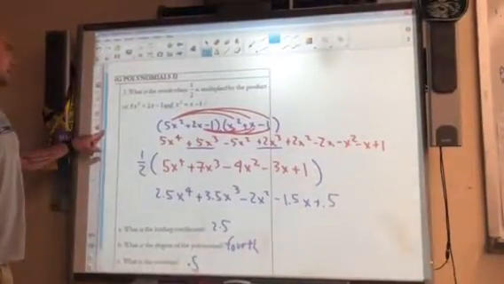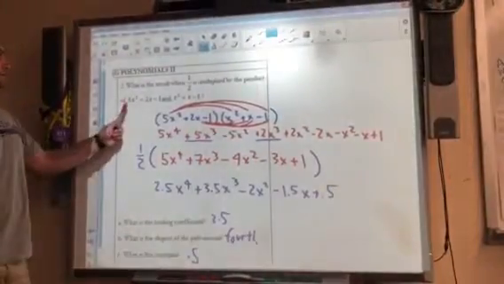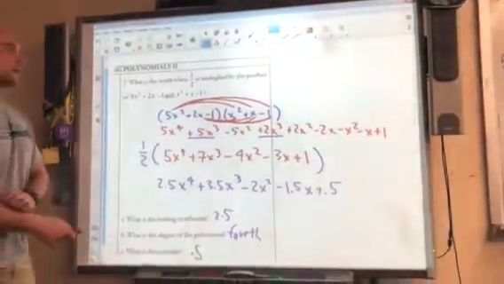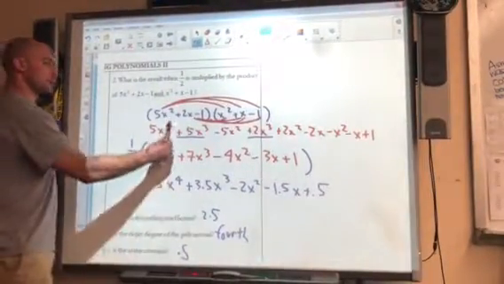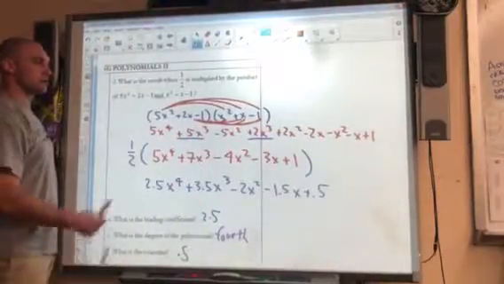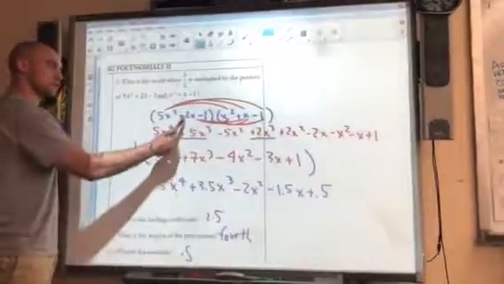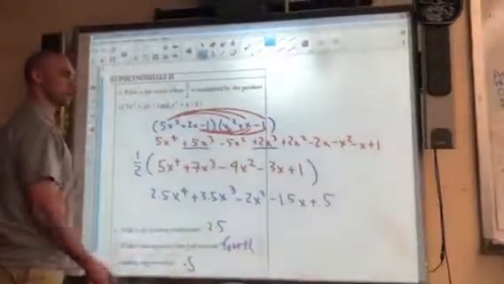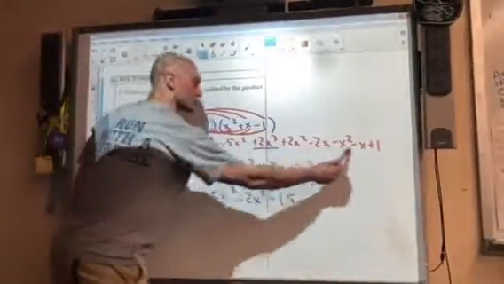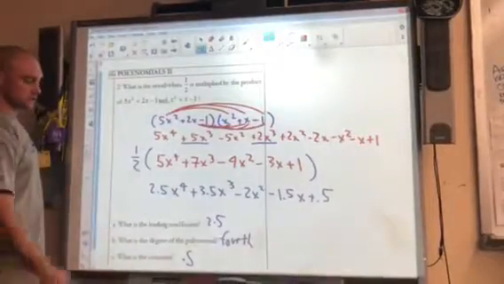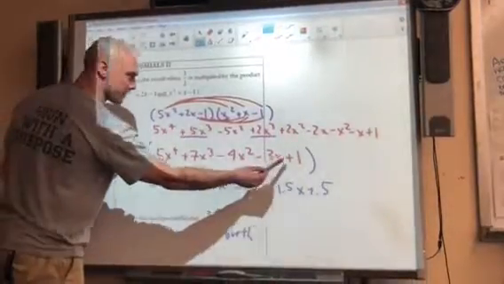All right, in the second one, it says, what is the result when 1/2 is multiplied by the product of 5x squared plus 2x minus 1 and x squared plus x minus 1? So, again, I've got a trinomial times a trinomial. So I'm going to triple distribute. Take 5x squared, distribute it to all three terms. Take 2x, distribute it to all three terms. Take negative 1, distribute it to all three terms. Again, that's the work shown here. I combine like terms and I end up with 5x to the 4th plus 7x cubed minus 4x squared minus 3x plus 1.